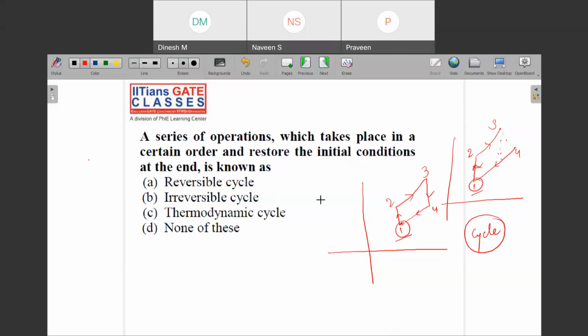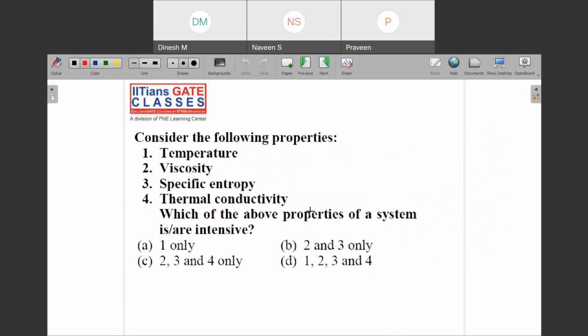So we cannot say that it can be only reversible or irreversible. Why? Because most of us will get confused that this is about a reversible cycle, but no, any thermodynamic cycle is called what? That it is a series of operations which takes place in a certain order and restore the initial conditions, right? Sometimes questions in the form of basic definitions also appear in the exam. Okay, let us move to the next question.